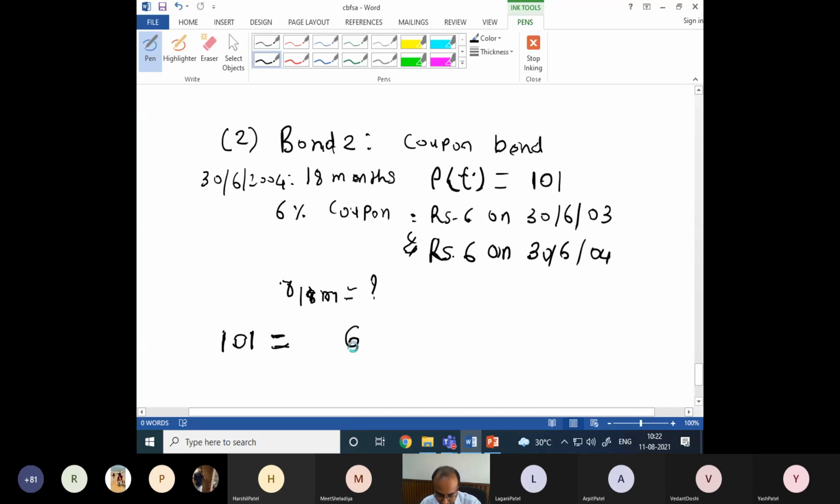With this bond, I get 6 rupees at the end of the first 6 months. So today's value is this. It's 6 rupees. You can see 30th June 2003 is after 6 months. And this is the payment after 18 months.